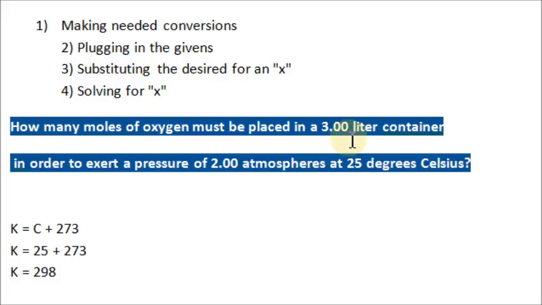How many moles of oxygen must be placed in a 3-liter container in order to exert a pressure of 2 atmospheres at 25 degrees Celsius? Okay, step 1, make the conversions. We're given Celsius, and we need kelvins. So K equals Celsius plus 273. Kelvins equals 25 plus 273, so kelvins equals 298. Like I said, watch the first video if that didn't make sense.